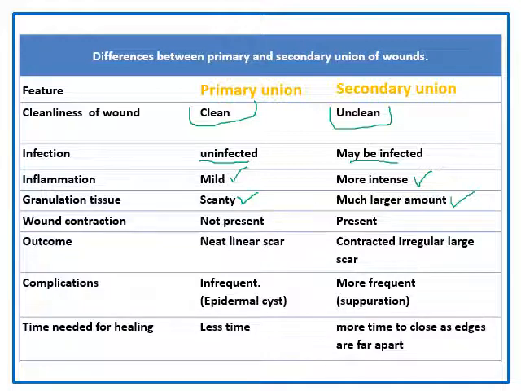Okay, and scar formation. Scar is contracted after it's developed. So the less scar, the less contraction. The more scar tissue, the more contraction. So we can expect more contraction with secondary intention, while there may not be any wound contraction at all in primary intention. Outcome: neat linear scar, while in secondary intention, a contracted irregular scar.